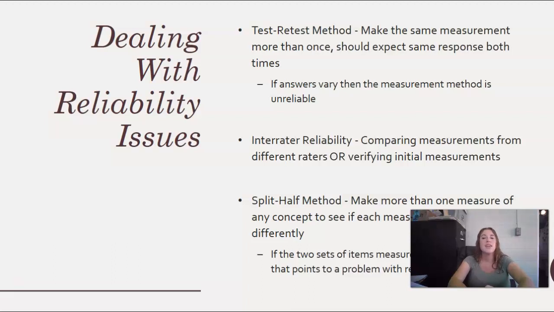So the idea here is that let's say you're asking about self-control and you have 10 different questions that all ask about self-control. You should be able to split this into 2 measures of 5. And if you were asking it to the same respondent, you would expect similar scores because they're all trying to ask the question, how much self-control do you have? So you should expect a similar outcome. Okay, so reliability, all about consistency in responses.